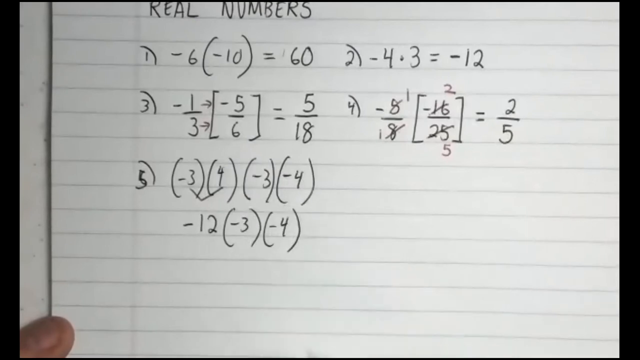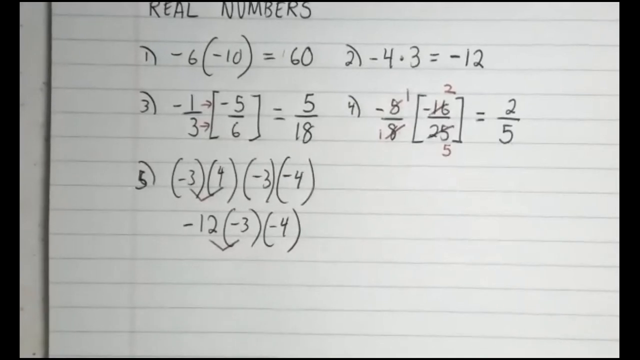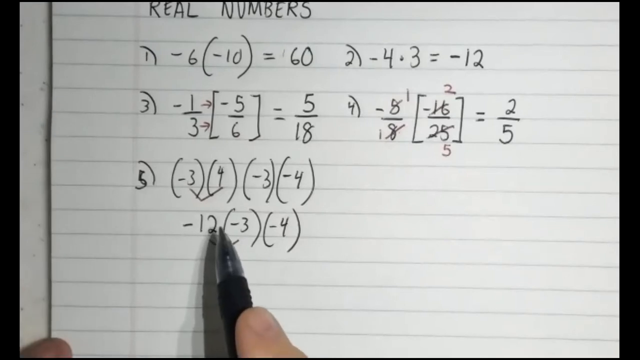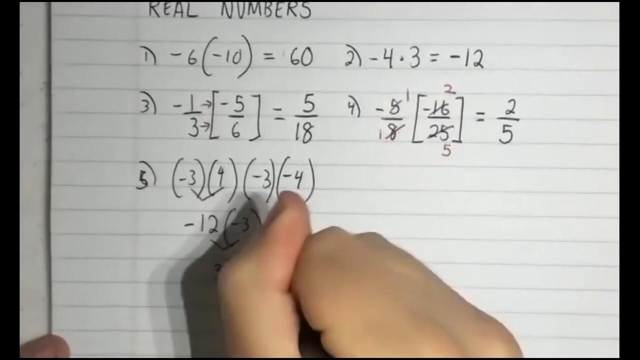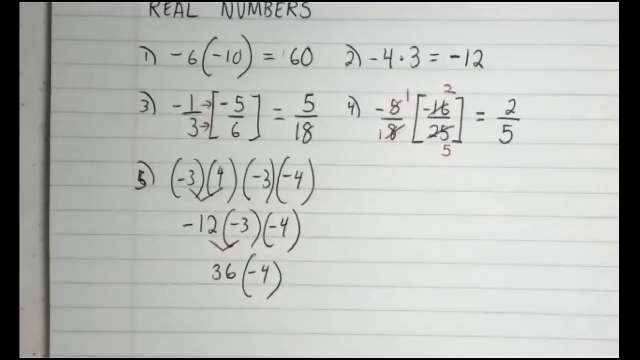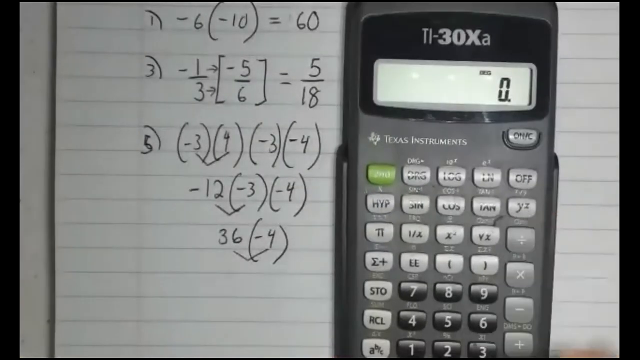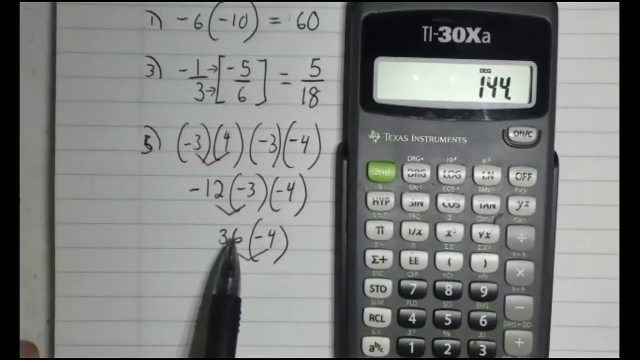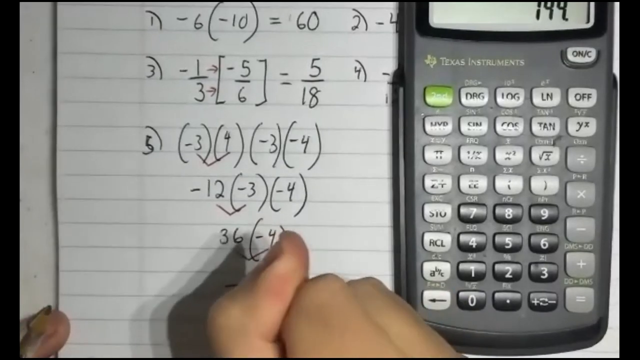Then I move the other numbers down. Again, left to right. Now I'm working on these 2 numbers, but I have a negative and a negative. Negative times a negative gives me a positive, and 12 times 3 gives me 36. I move the negative 4 down, and then that is my last step right there. At this point, I'm going to go to a calculator. I don't know that off the top of my head. What I do know is positive times a negative, so this answer is going to be negative 144.